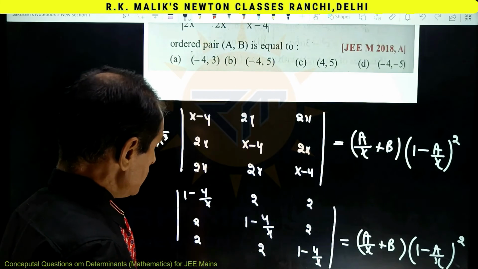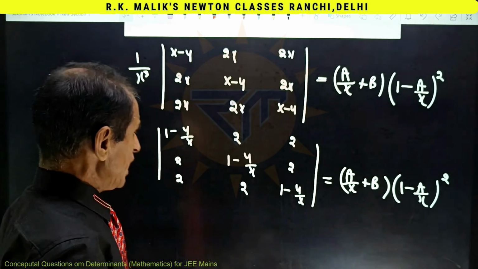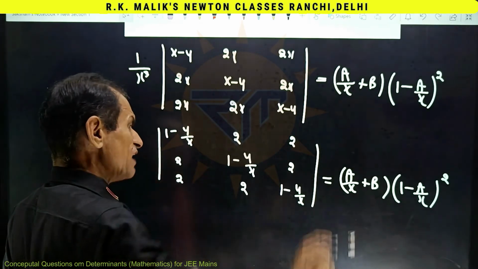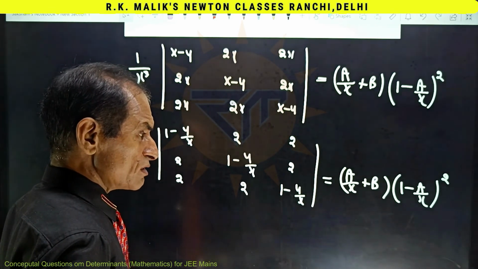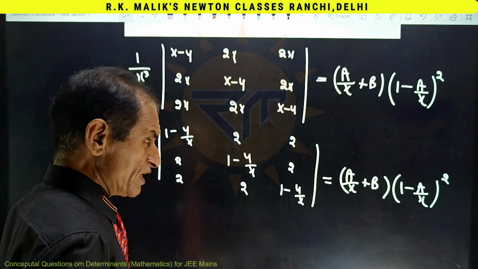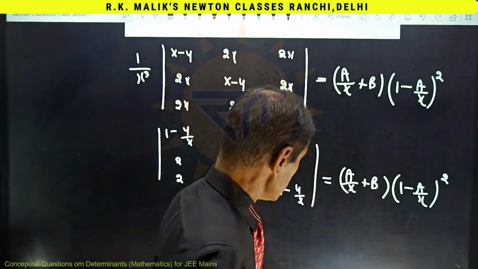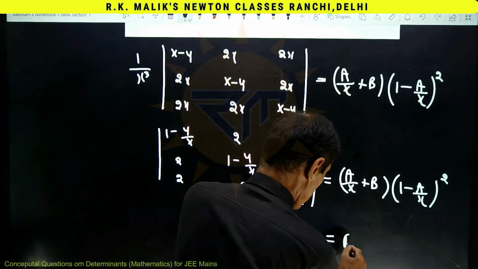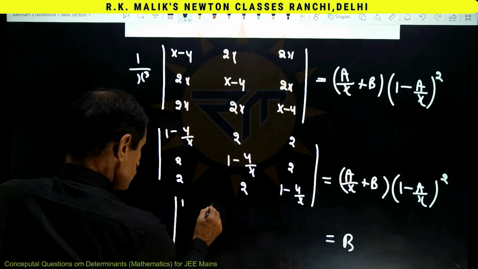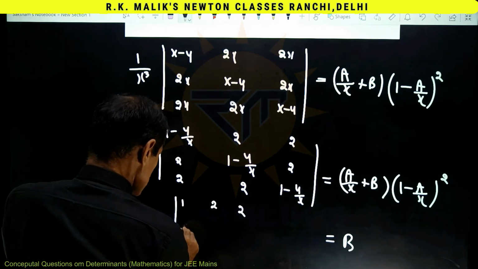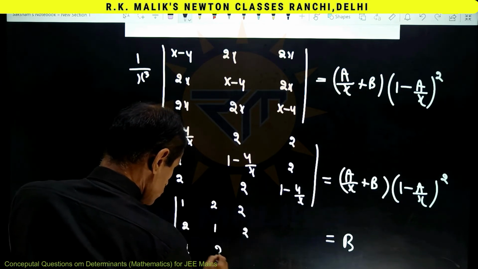And note this point, that to find the value of b, I will take the limit as x tends to infinity. The benefit of taking x tends to infinity will be that this term will become 0, this term will become 0, and the right hand side will contain only b, and the left hand side will be the determinant 1, 2, 2; 2, 1, 2; 2, 2, 1.